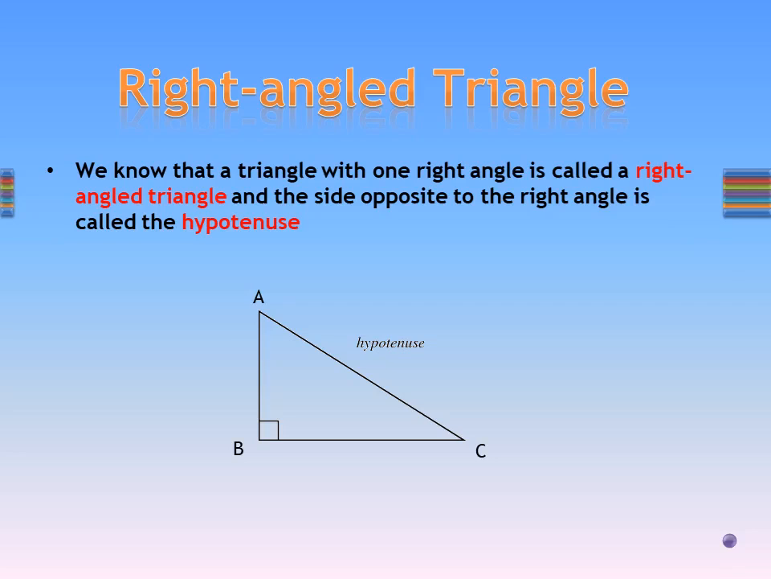Just look at the triangle over here. Triangle ABC is a right angled triangle. Here angle B is 90 degrees and the side opposite to angle B is segment AC. So segment AC is the hypotenuse of the triangle ABC.